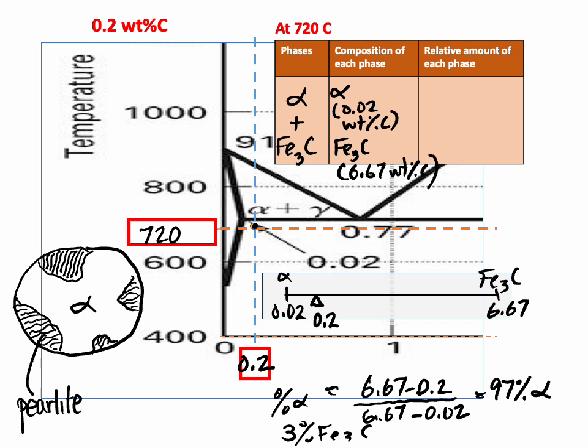And above the eutectoid temperature, I had, what was it? I'll have to recalculate it because I don't recall. Above the eutectoid temperature, my percent alpha was 0.75 minus 0.2 divided by 0.75 minus 0.02. That doesn't seem right. I would back up, but I'll lose what I had when we were here. The percent alpha is 0.75 minus 0.2 over 0.75 minus 0.02. That's right.